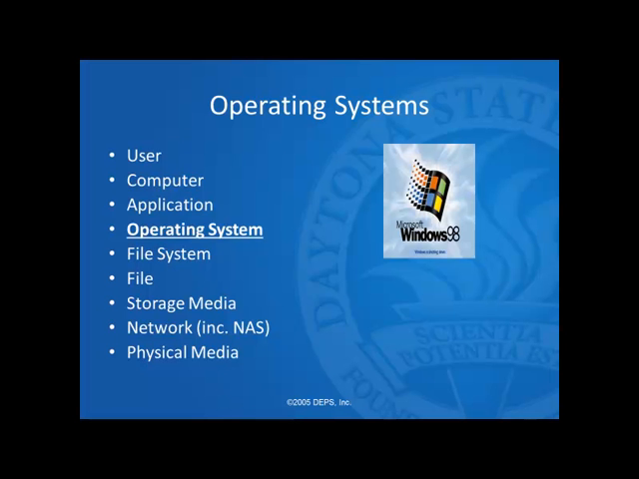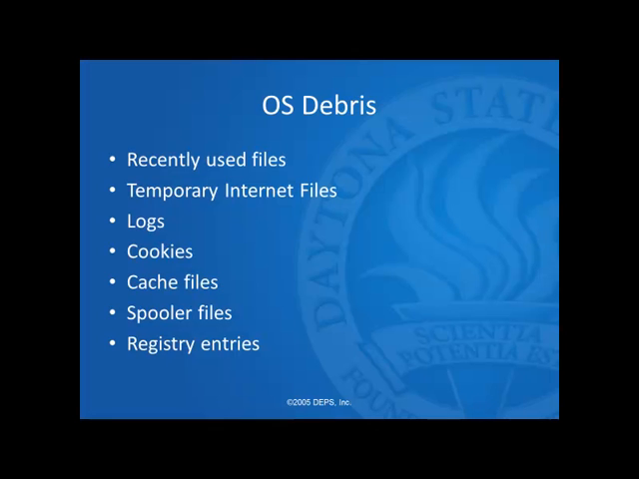And you may not necessarily think of it this way, but as you're trying to learn what evidence is available in a particular operating system, consider that operating systems leave all kinds of debris, such as recently used files and temporary internet files and logs and cookies and cache files and spooler files and registry entries. All of these things are used by the operating system to keep track of information. And they're all done with the goal in mind of making the user experience quicker and smoother and more intuitive.